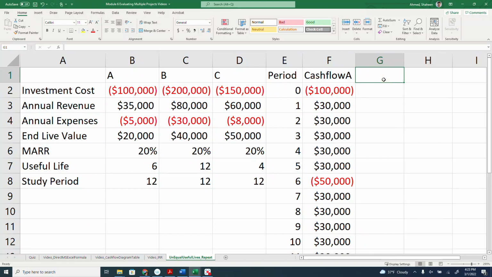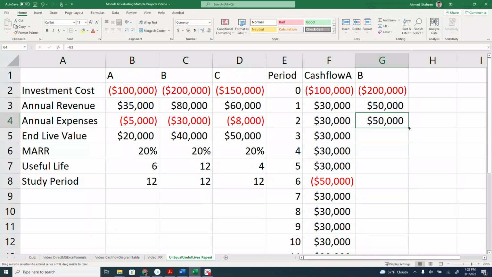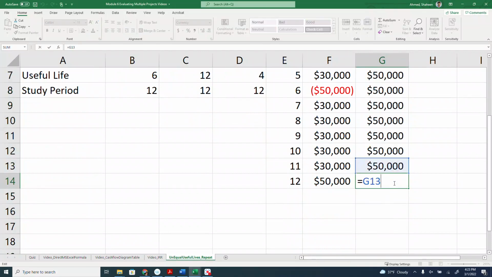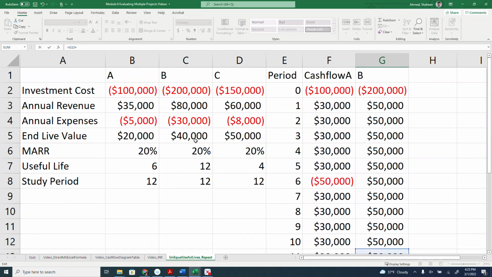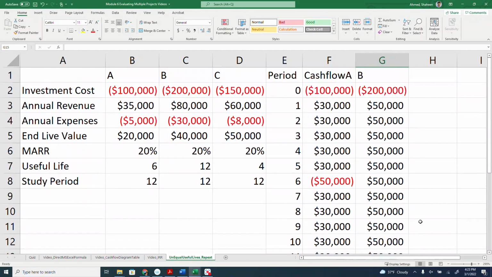The cash flow for project B is simple. There is no investment going on. So you can simply do this, and then equal to this plus this. And I can simply type this equal, copy it all the way down. And it has some market value at the end life, which is this. So that's going to be my cash flow for B.